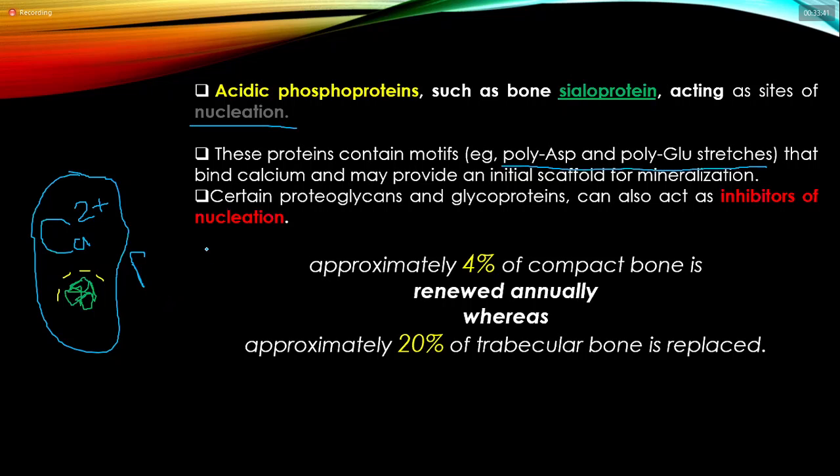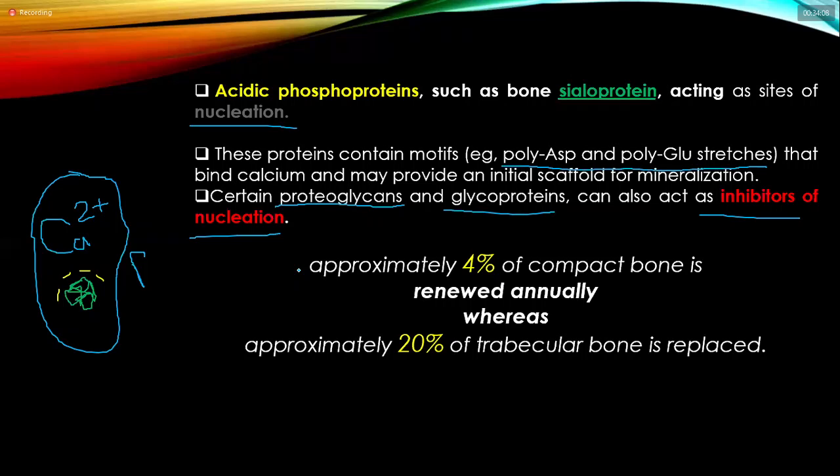Now, proteoglycans, surprisingly, or glycoproteins can work as inhibitors for the nucleation of this process. The nucleation, or formation of the nuclei of mineralization, can be inhibited by proteoglycans and glycoproteins. So that's why it's very important to organize or coordinate the production of these proteins.